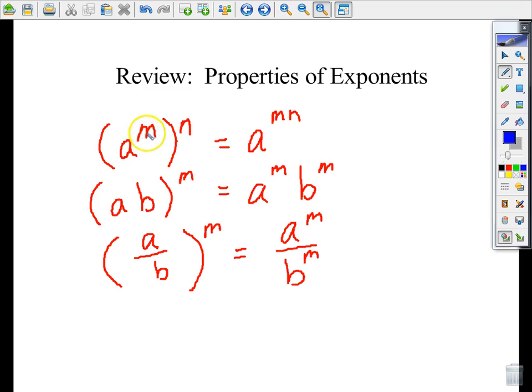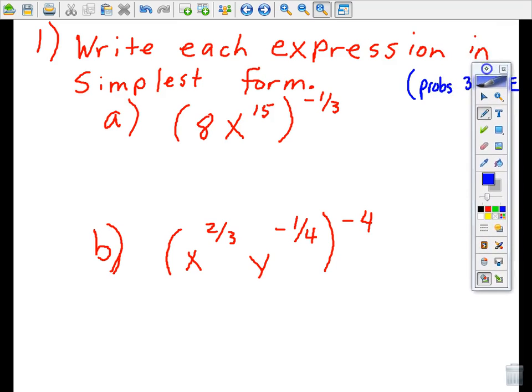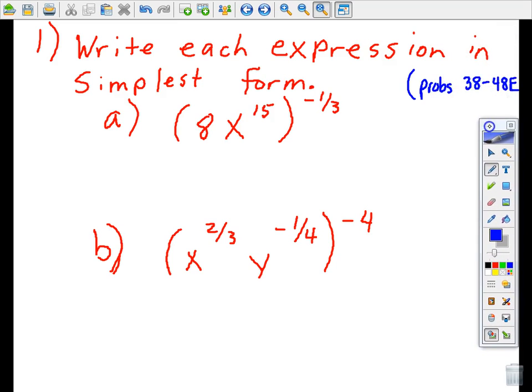This is when one power is being raised to another power, we multiply the exponents together. We just looked at this one, everything in the parentheses being raised to the power. Same thing here for division, everything in the parentheses being raised to whatever that power is. Well, these rules are going to be very important when we get to problems 38 through 48 even. And here's why.